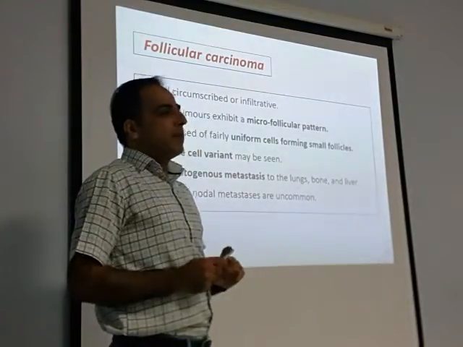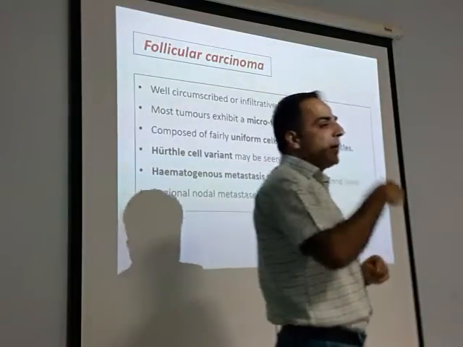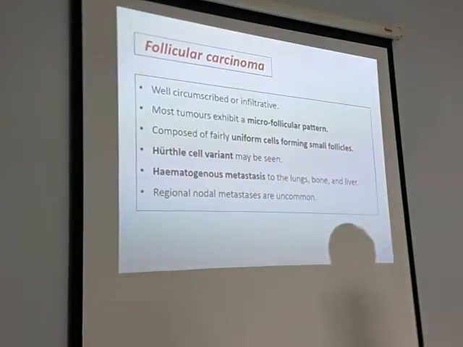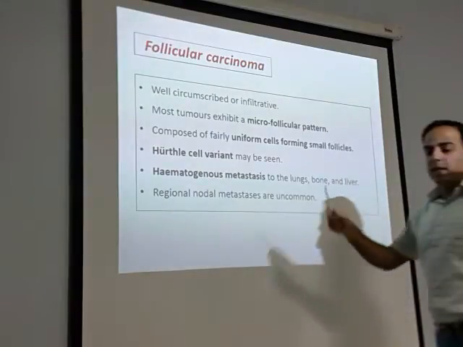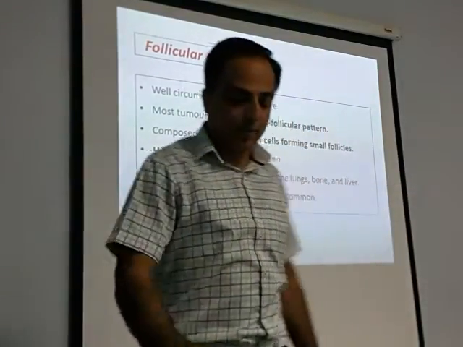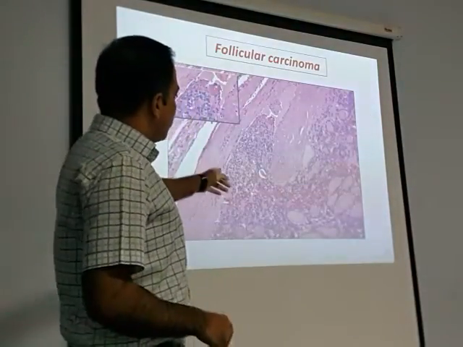So important here, the papillary carcinoma spreads by lymphatics, goes to the lymph nodes. But follicular carcinoma goes to the blood vessels. So hematogenous metastasis to the lungs, bones and liver. And regional lymph node metastases are uncommon. This is the follicular carcinoma.